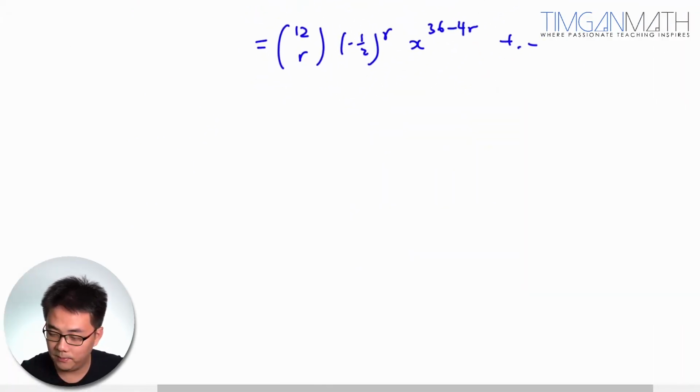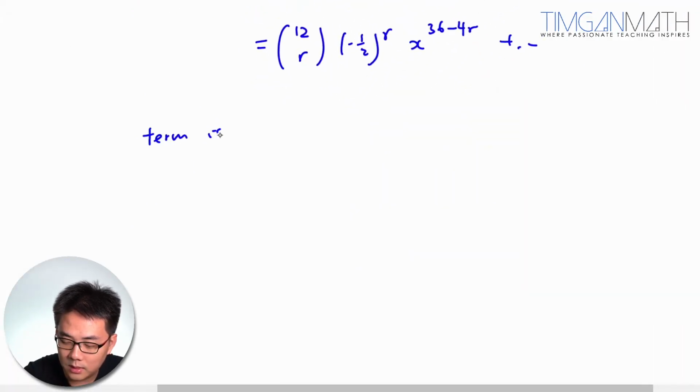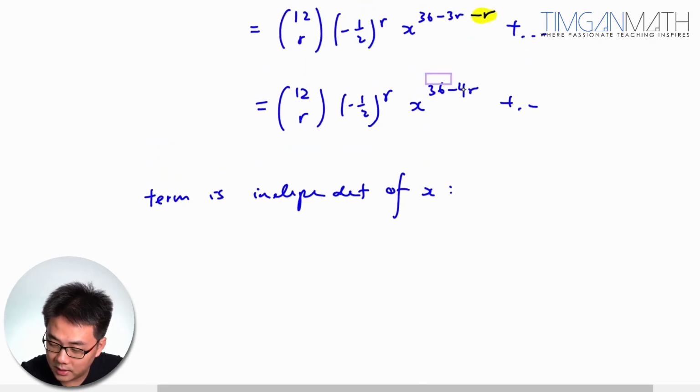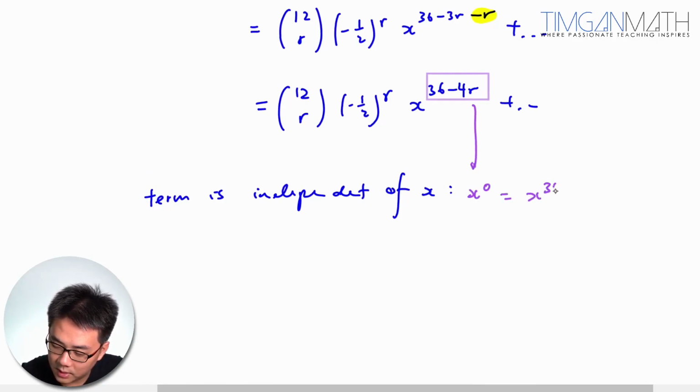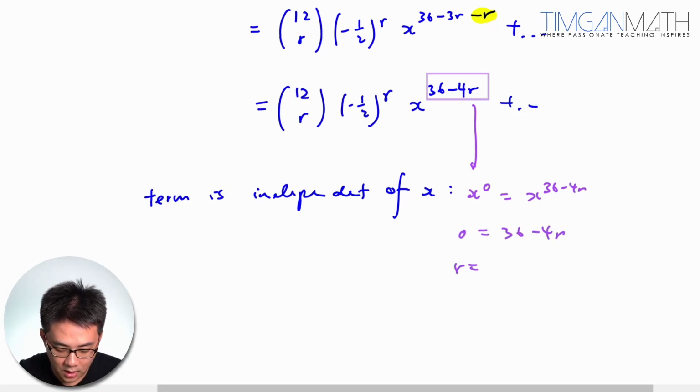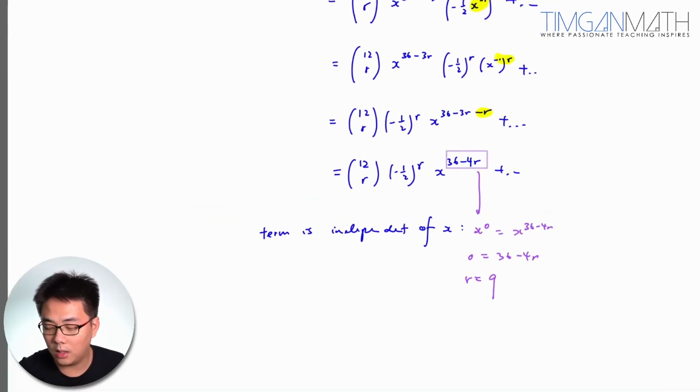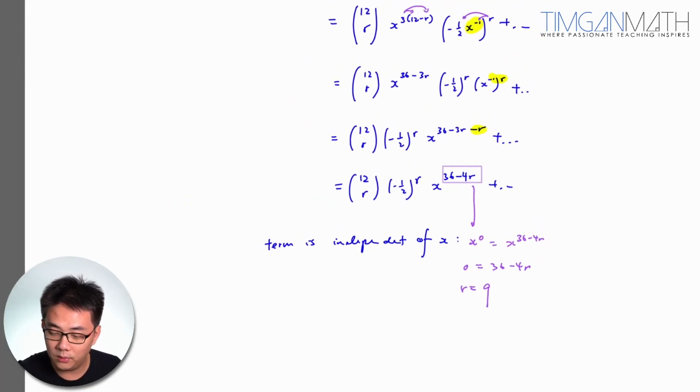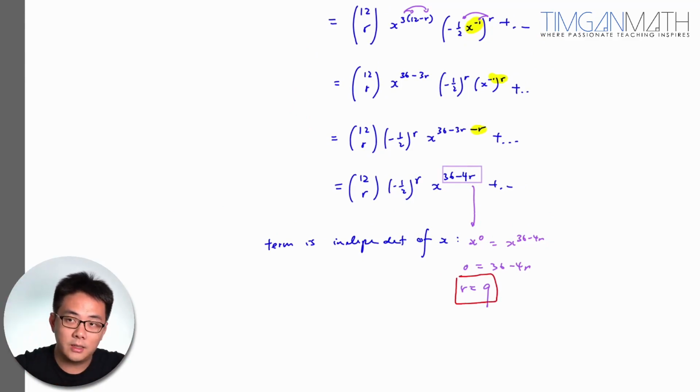Since the term is independent of x, what we need is this power here to be 0. So this is x to the power 0. In other words, 0 equals 36 minus 4r. So r is 36 over 4. R equals 9 is where the term is independent of x.